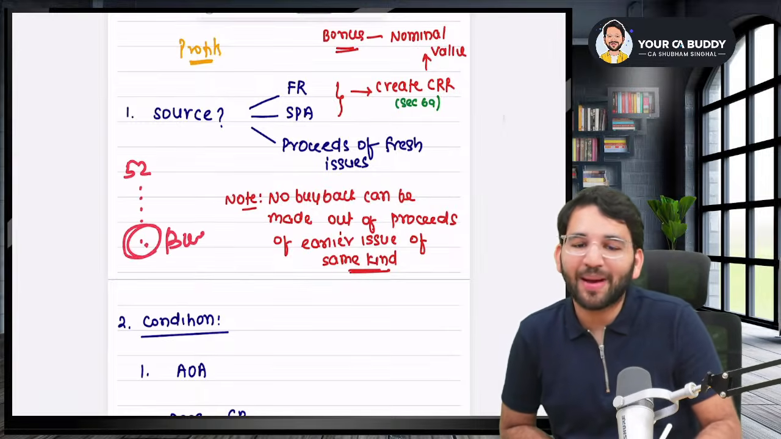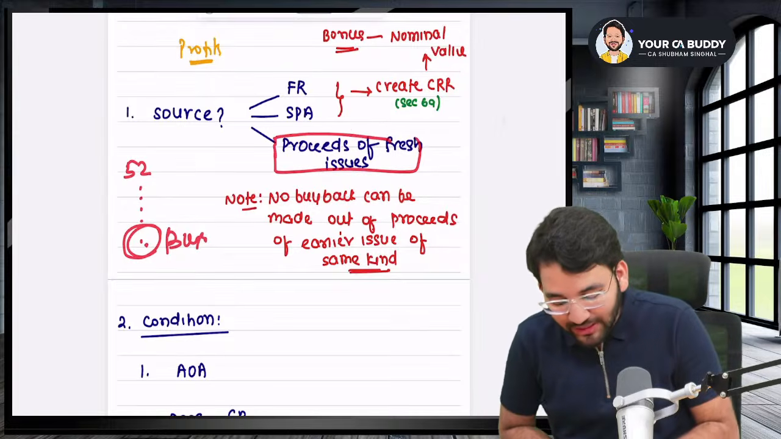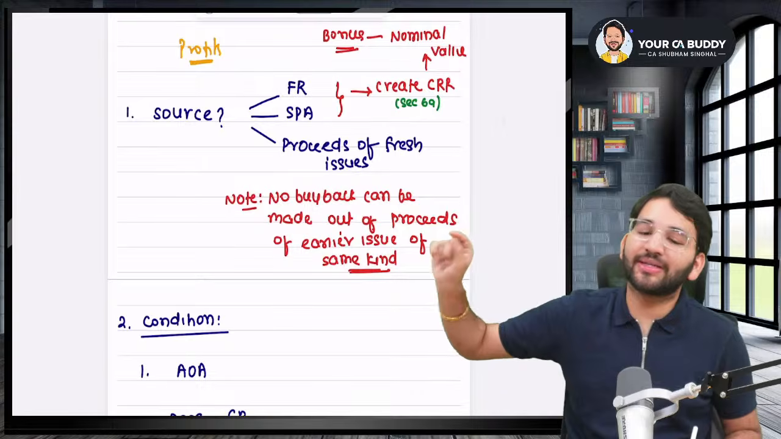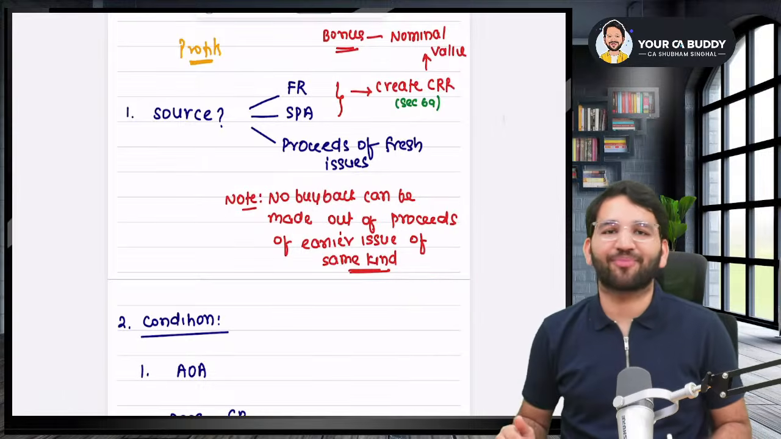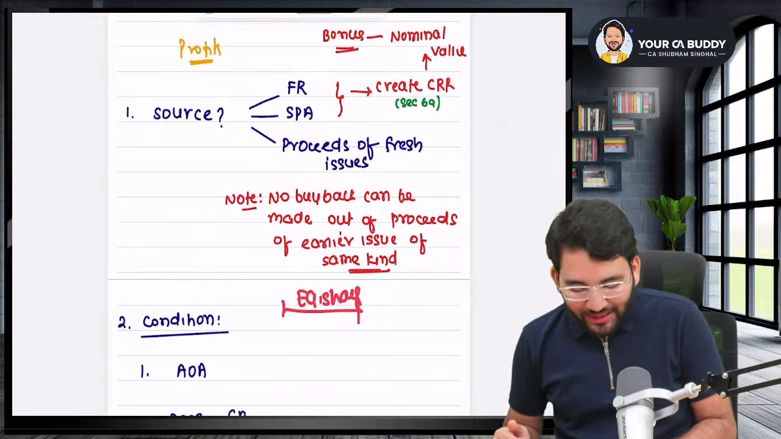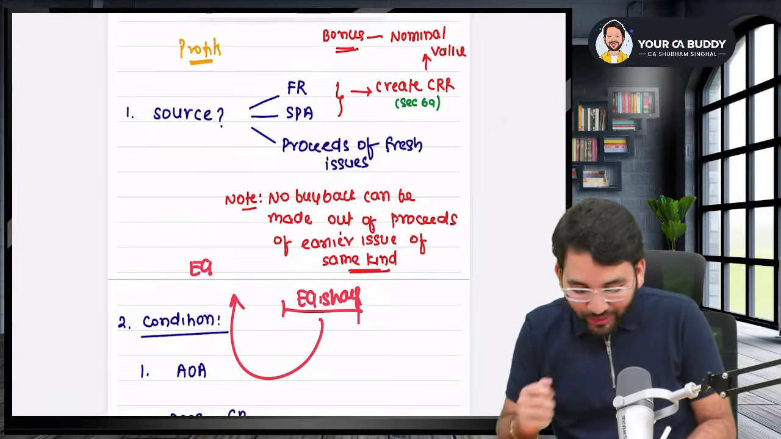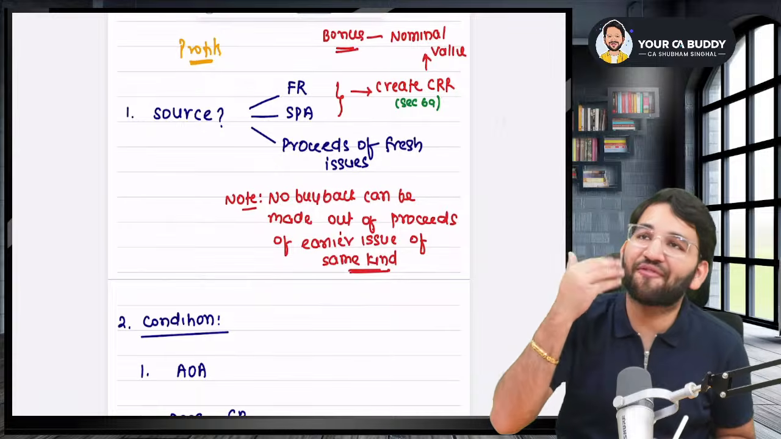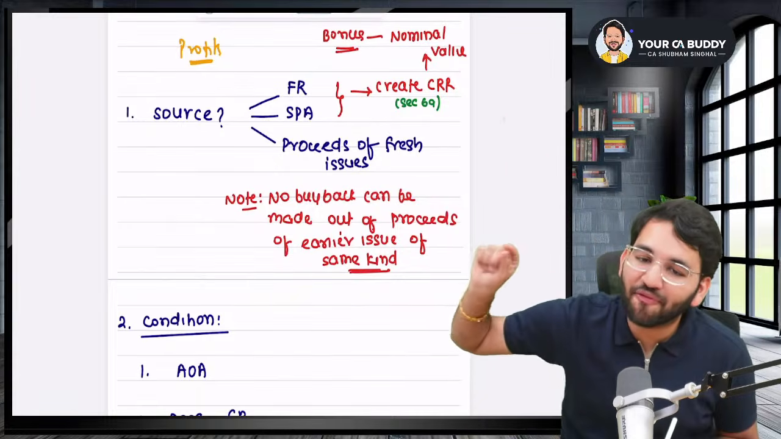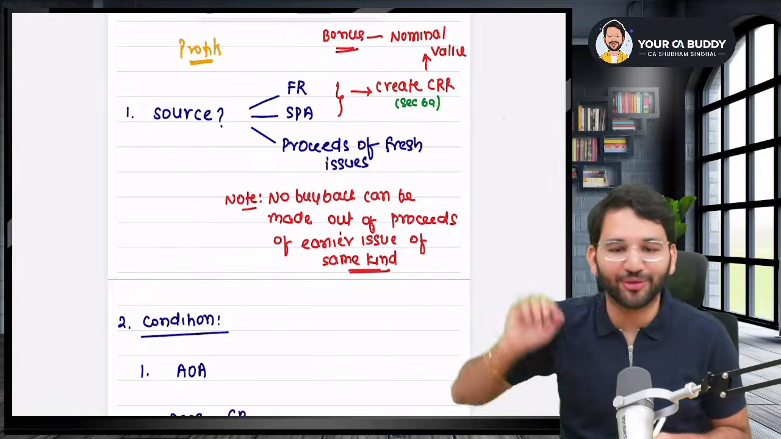The last one was buyback. And the last one is proceeds of a fresh issue. But always remember, no buyback can be made out of proceeds of an earlier issue of the same kind. As in, if I am issuing an equity share, using that money I cannot buy back the older equity shares. That is not allowed. You have to make a fresh issue of a different kind of capital. So proceeds of an earlier issue of the same kind cannot be used for the buyback.